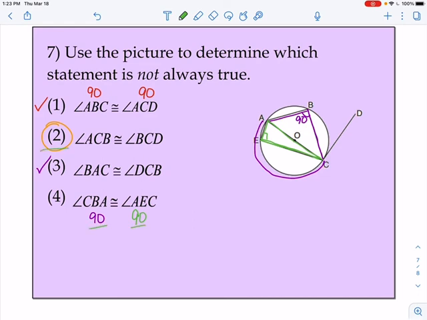So 90 equals 90. So we were right when we first chose 2. 2 is the correct answer there.